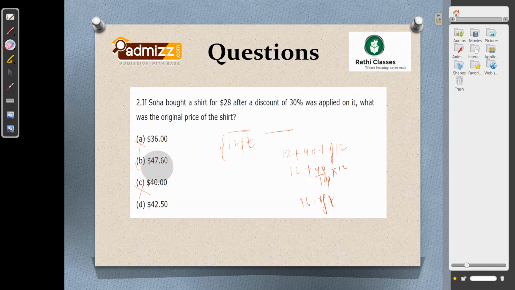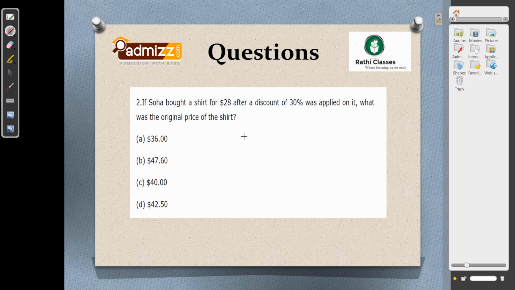In the next question, Soha bought a shirt for $28 after a discount of 30%. That means the original price should be greater than 28. Why? Because a 30% discount is given. Let the original price be X. You have given a discount of 30%, so X minus 30% of X is nothing but 0.7X, which equals 28.